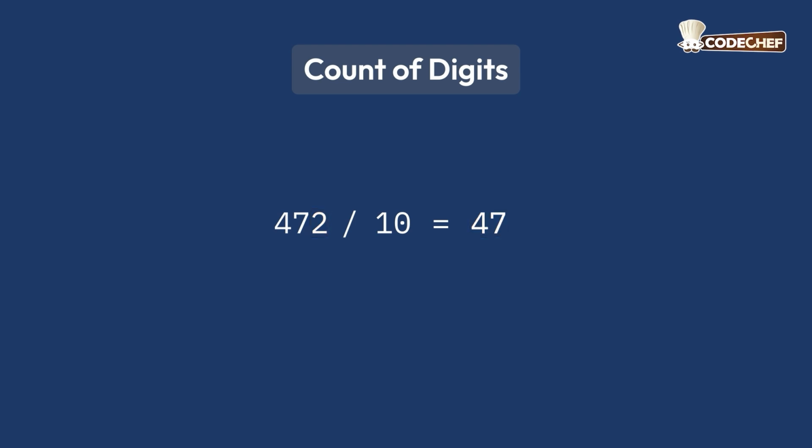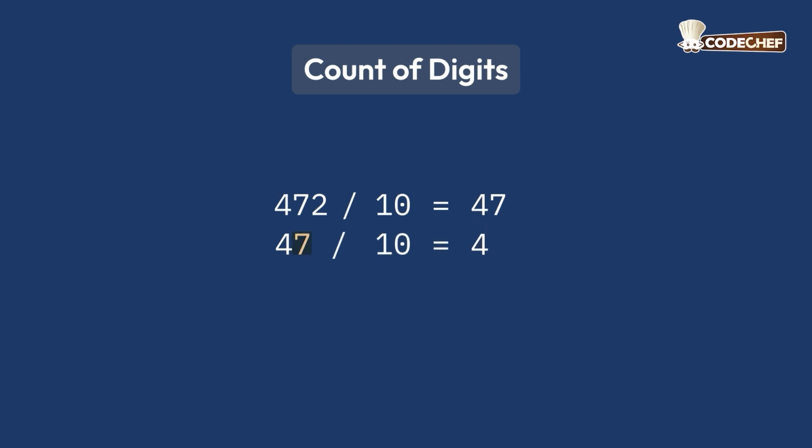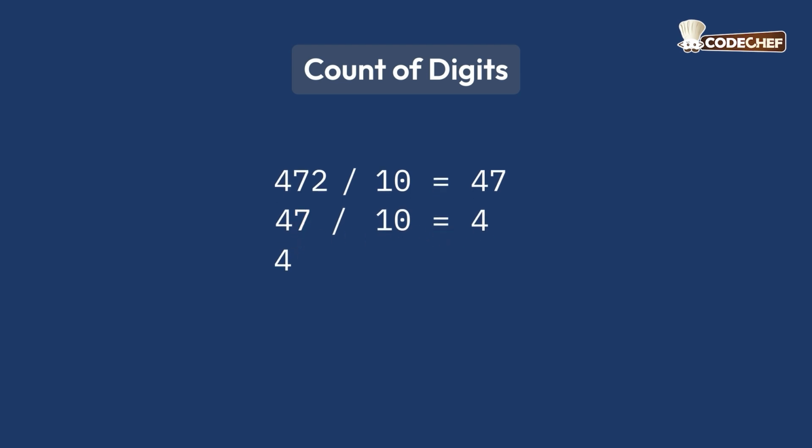Now let's take 47 as a new number and divide it by 10 again. Again, another digit gets removed from the end. Now the new number is 4. When we divide it by 10, the result becomes 0. We can't divide this number by 10 any further.